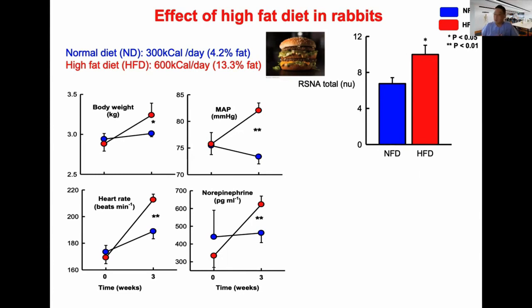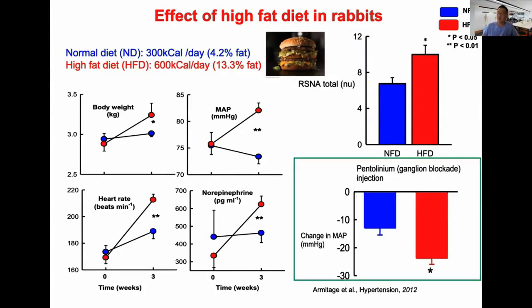Now, importantly, in our animal model, we have shown that this is clearly a neurogenic hypertension, meaning the brain is controlling this hypertension, as when a ganglion blockade was injected, there was a greater reduction in the blood pressure in the high-fat diet fed animals.